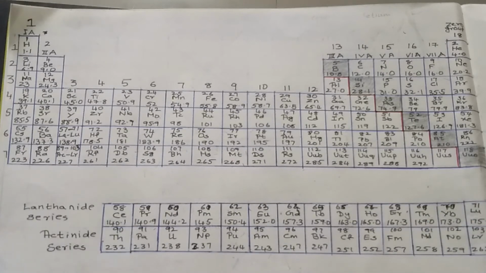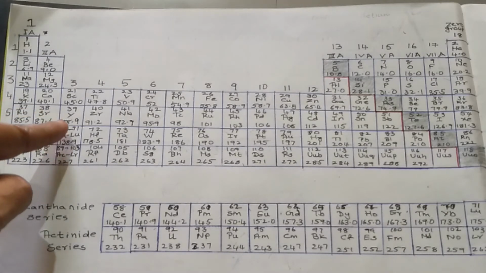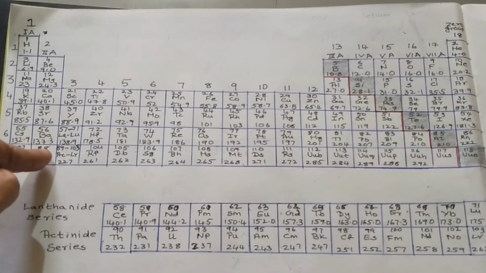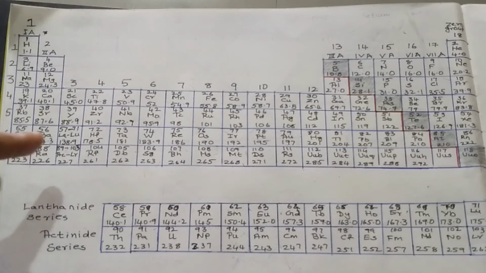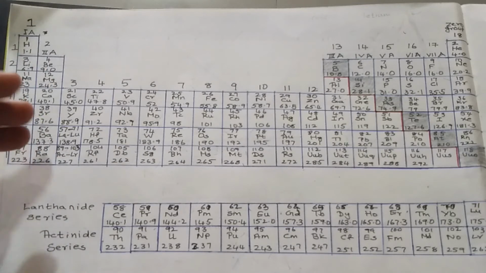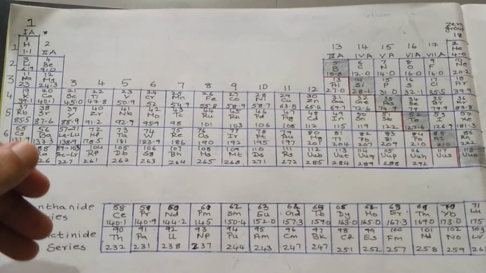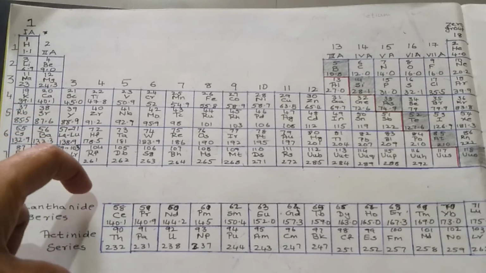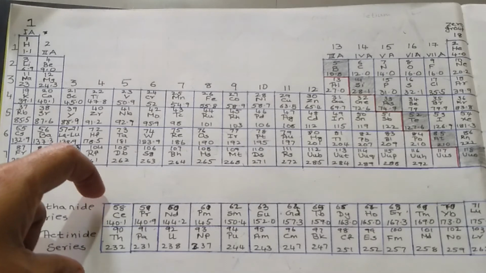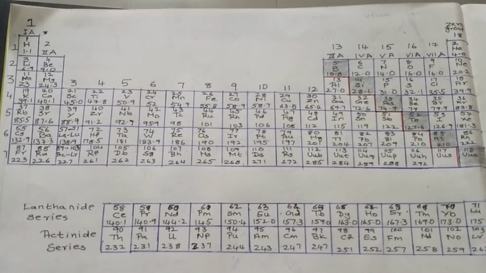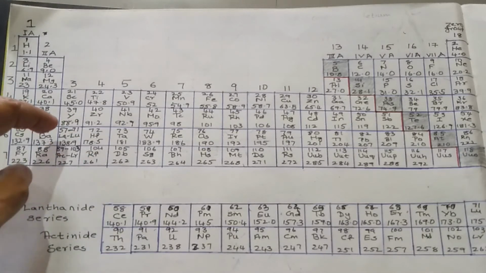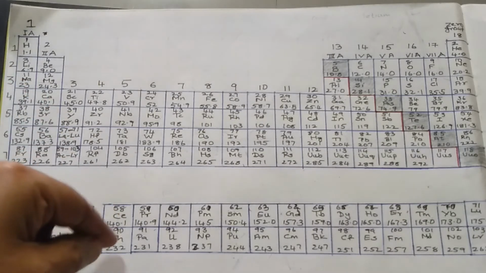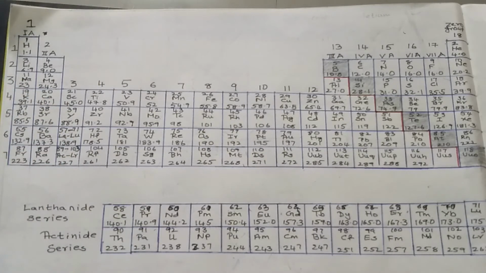Now why are these two groups placed below the periodic table, when they should actually come over here after 57 and after 89? Because their properties are completely different from other elements and they play a very big role in the shape, size and the history of the periodic table. That is why the actinide and the lanthanide series are kept at the bottom of the periodic table, which should actually come over here, but they have been kept separately because they have different properties than the other elements.